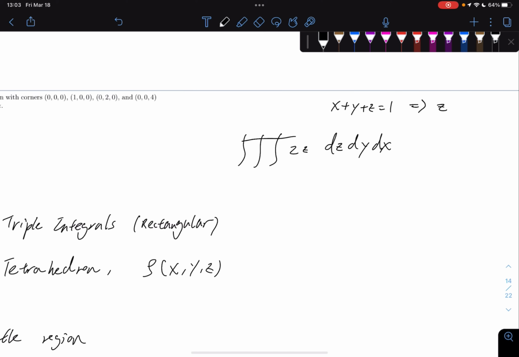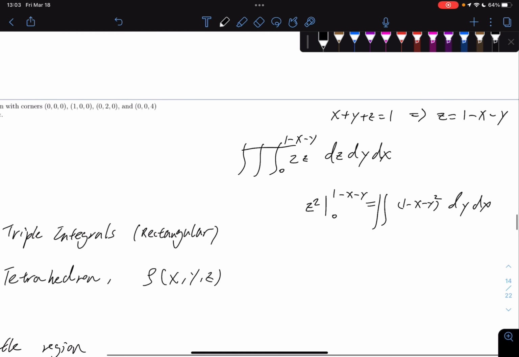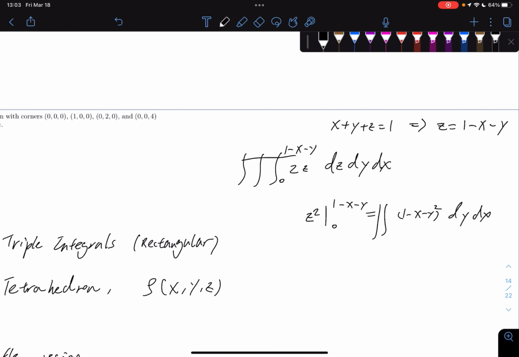That gives us z equals 1 minus x minus y, and 1 minus x minus y is right here. So once I integrate with dz, I would get z squared, right? And then I integrate from 0 to 1 minus x minus y, and then I would get something that looks like (1 minus x minus y) squared dy dx. And you can see this is another function of y equals 1 minus x.